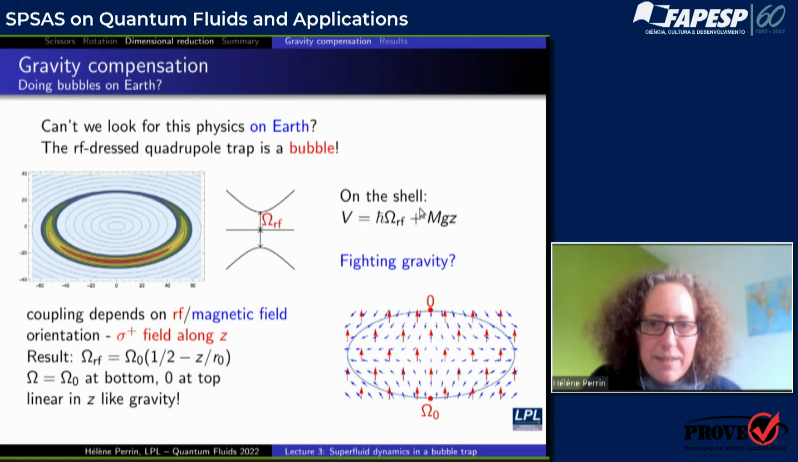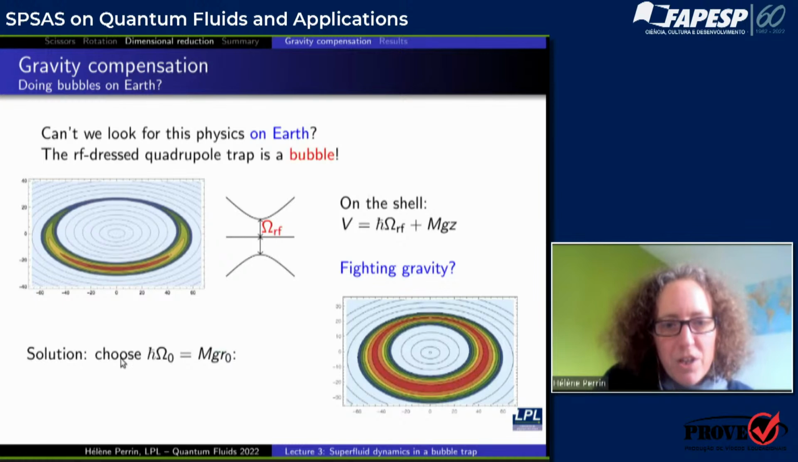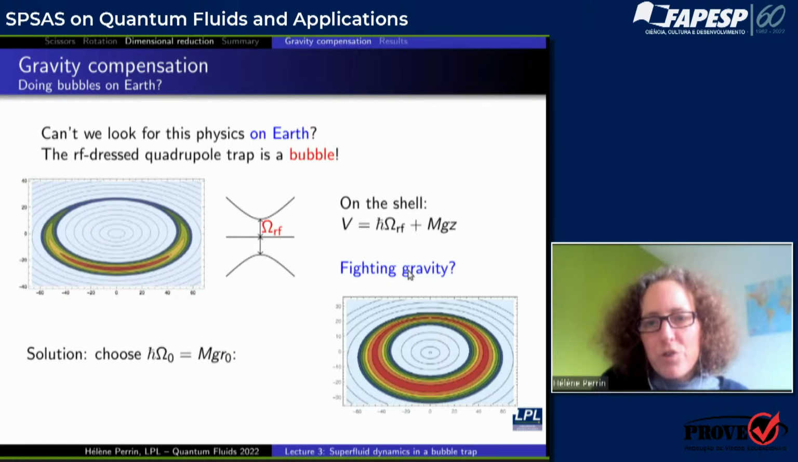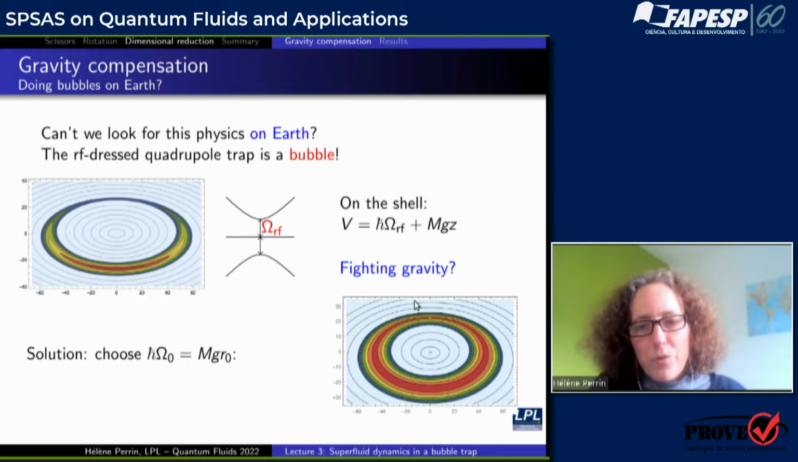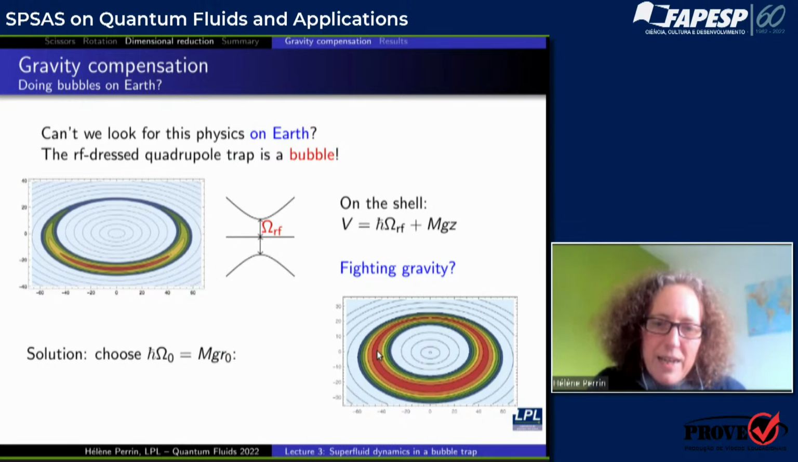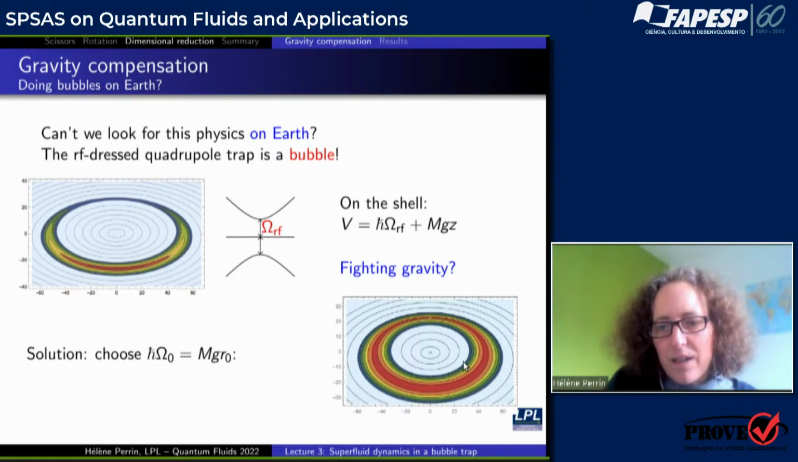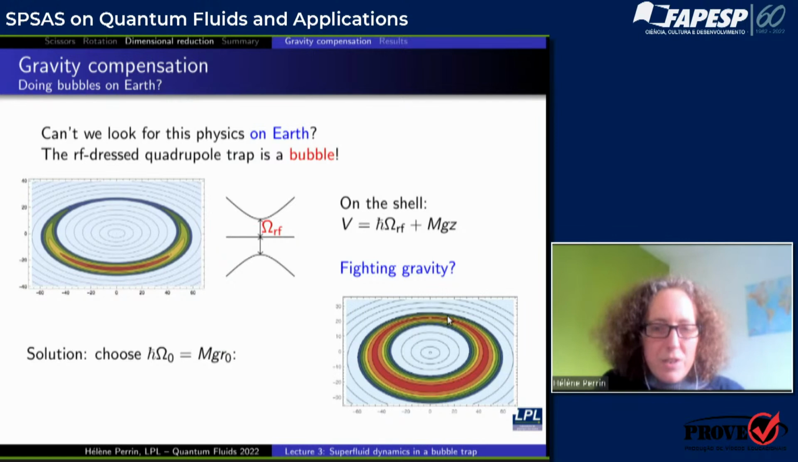So if I add this varying coupling plus mgz, which has a plus Z contribution, and I choose appropriately the value of omega zero, such that it just compensates for the gravity difference between top and bottom, then I expect to have the same potential all over the bubble. So potential zero everywhere. It's not completely position invariant because, as I told you, the confinement is stronger when the coupling is lower. So it's a potential which is equal everywhere, but with a confinement strength to the bubble which is larger at the top than at the bottom. So we tried that and tried to fill the bubble. Here is what happens.